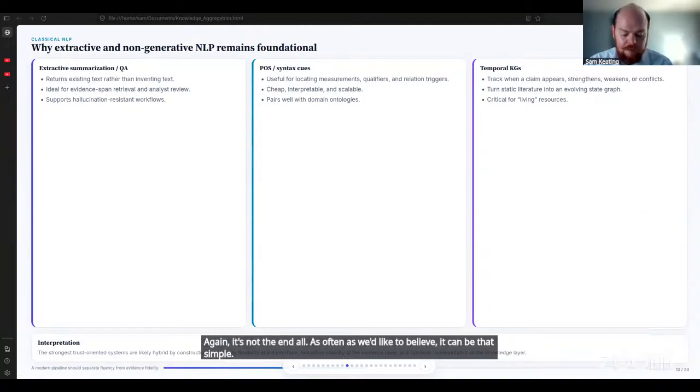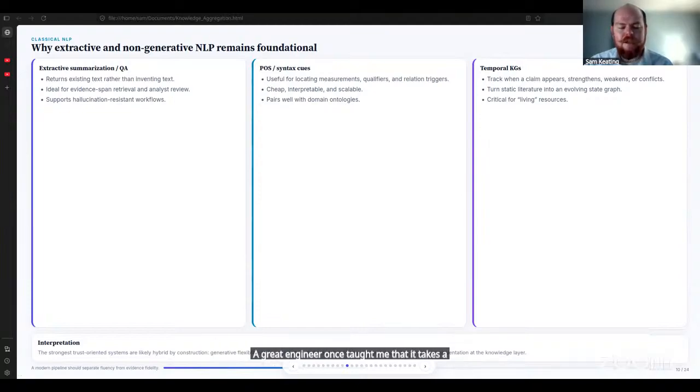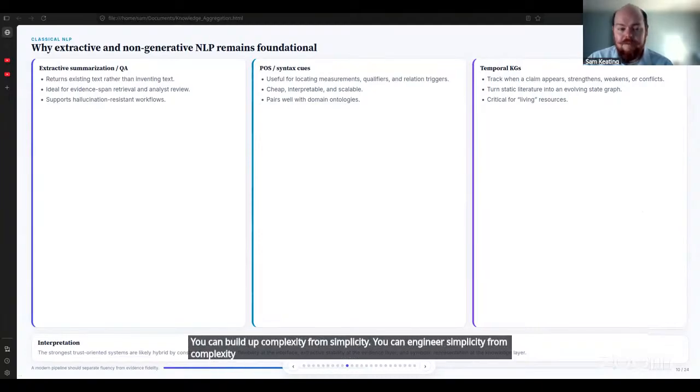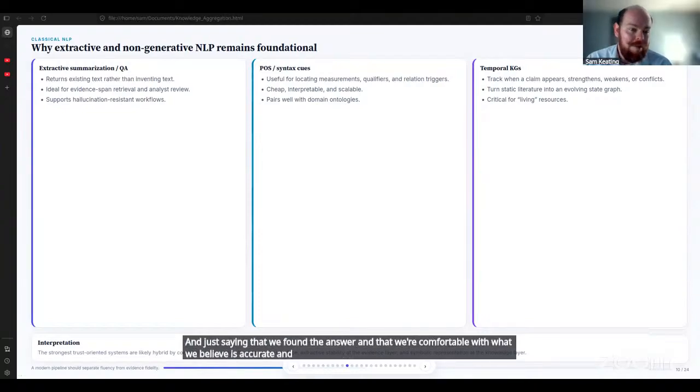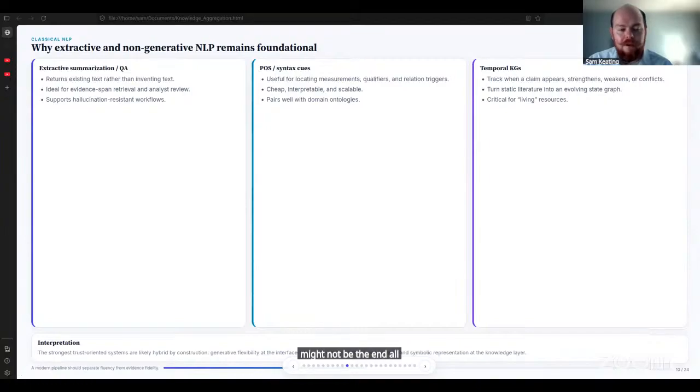A great engineer once taught me that it takes a lot of innovation and creativity and just effort to engineer simplicity. So we often assume that complexity and simplicity are in a linear, singular direction. But you can build up complexity from simplicity. You can engineer simplicity from complexity. And just saying that we found the answer and that we're comfortable with what we believe is accurate and correct might not be the end all. We might have to readjust, reevaluate, and pivot.